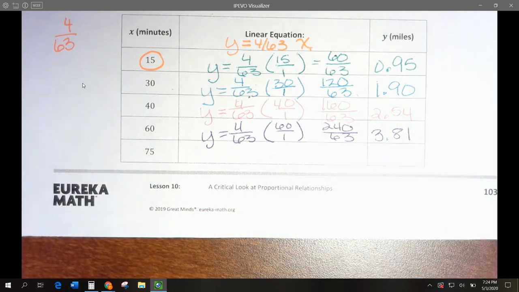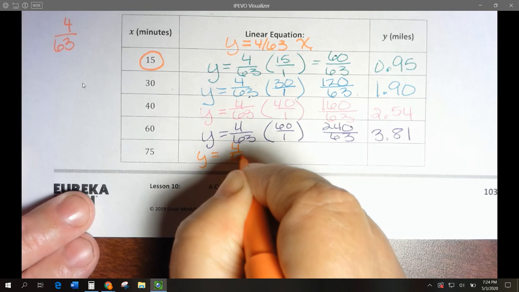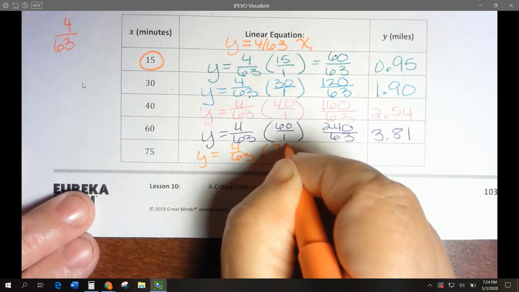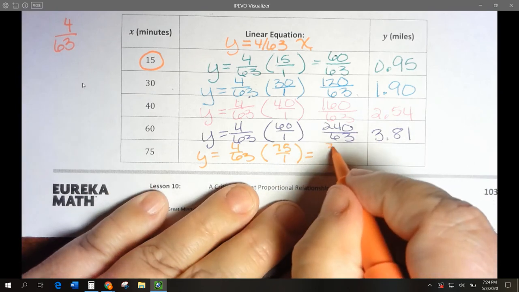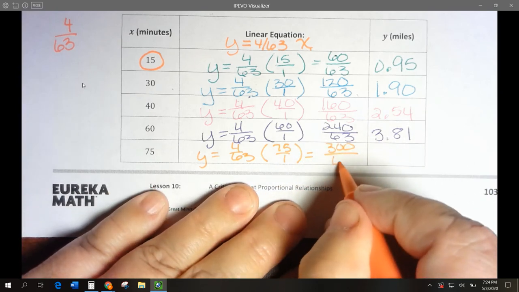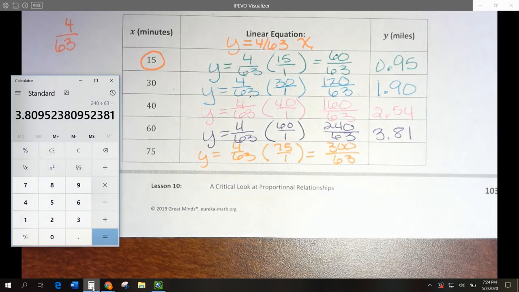And our last one, if it is 75, y is going to equal 4 over 63 times 75 over 1. 4 times 75 is 300, divided by 63. Go to the calculator. 300 divided by 63. And that's going to be 4.76.